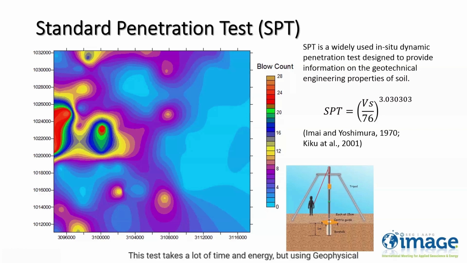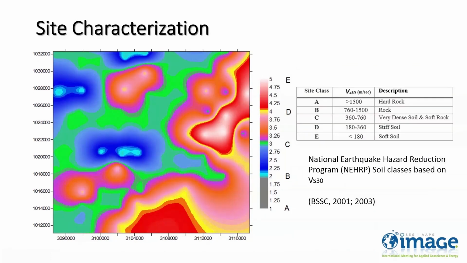This test takes a lot of time and energy, but using geophysical engineering techniques, this parameter can be computed from shear wave velocity using the given empirical relation. The color map of standard penetration test shows that the western region of the study area is more suitable for construction of an industrial zone.